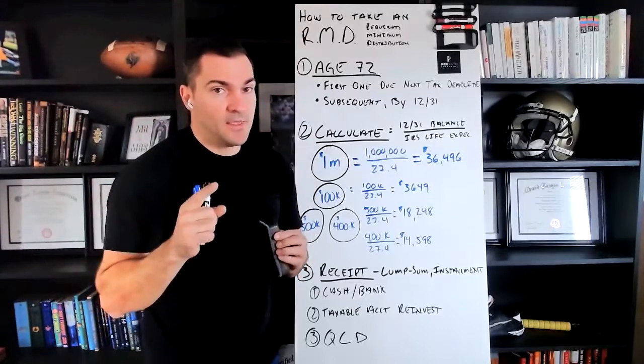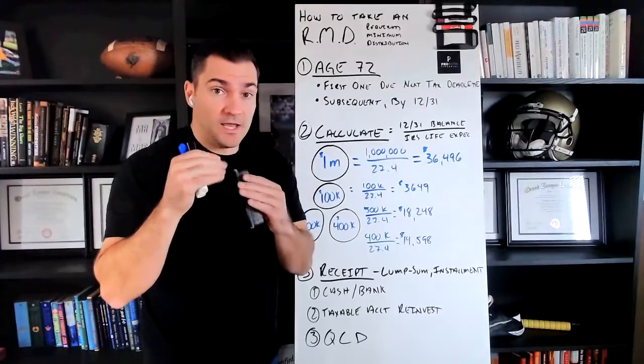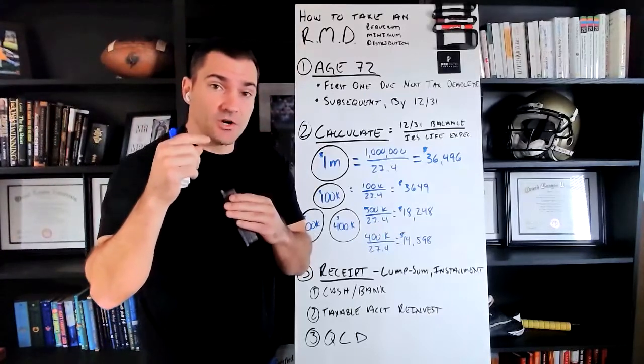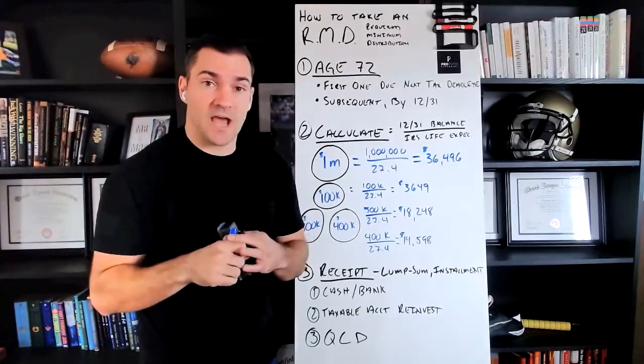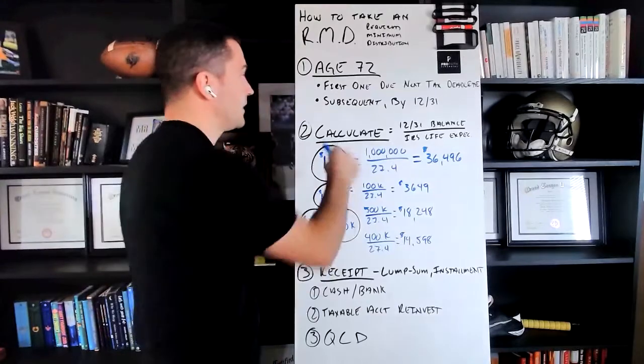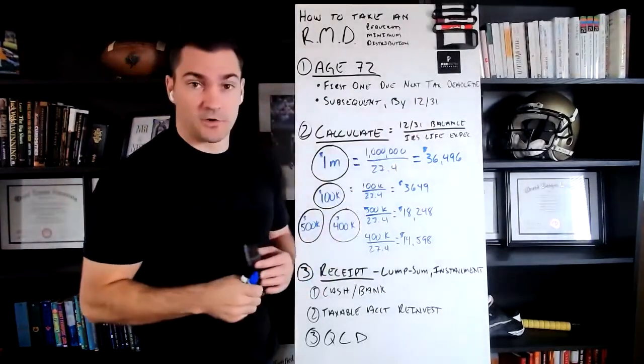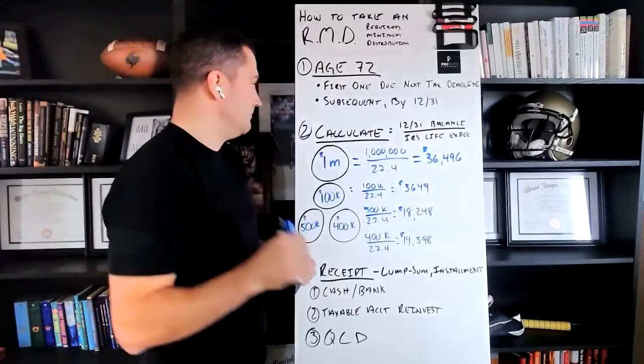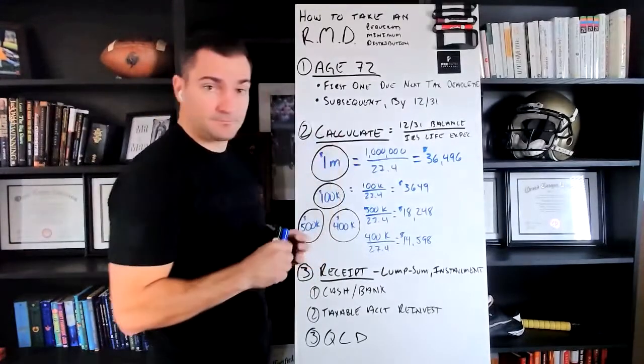But here's the kicker. If you delay your first one into the grace period, next year you've got to put basically 2 RMDs on your tax returns. So be careful of that. Subsequent ones have to be done by 12/31. With me? Good.